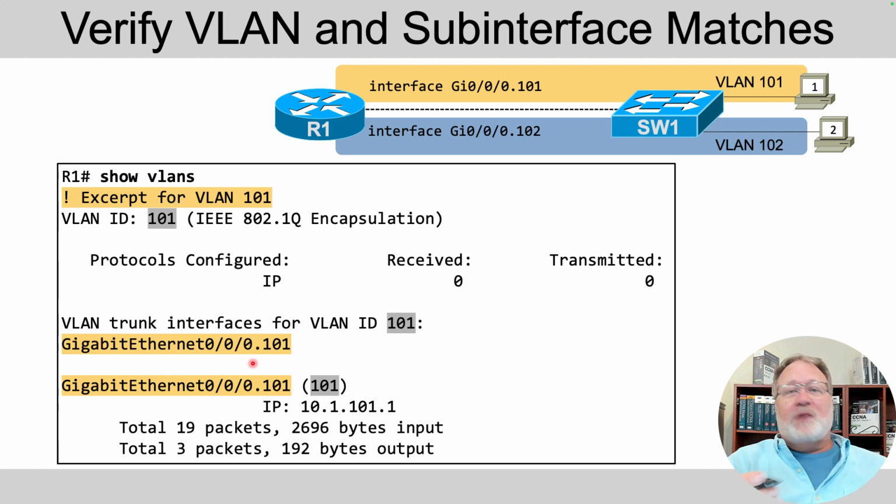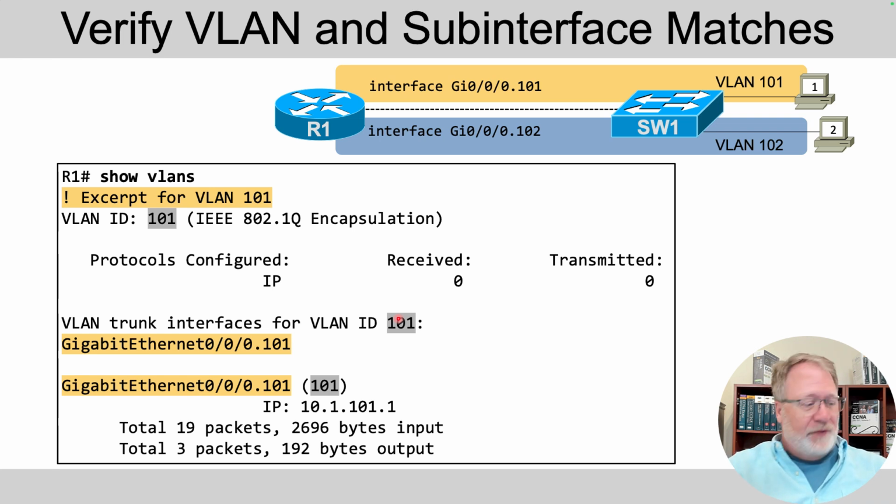So in that config, we had nothing on the physical interface, but we had two subinterfaces, right? So here's the VLAN ID that we had off subinterface 101. There's the subinterface restated. Here's the VLAN ID restated, VLAN ID restated. So you see spread across here the VLAN ID and the subinterface number showing up throughout this show VLANs command.